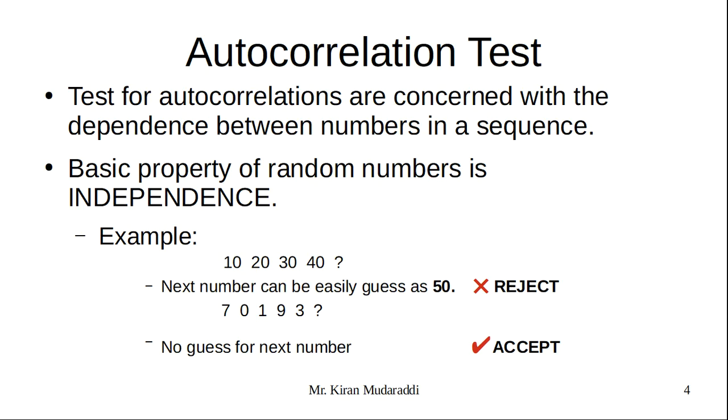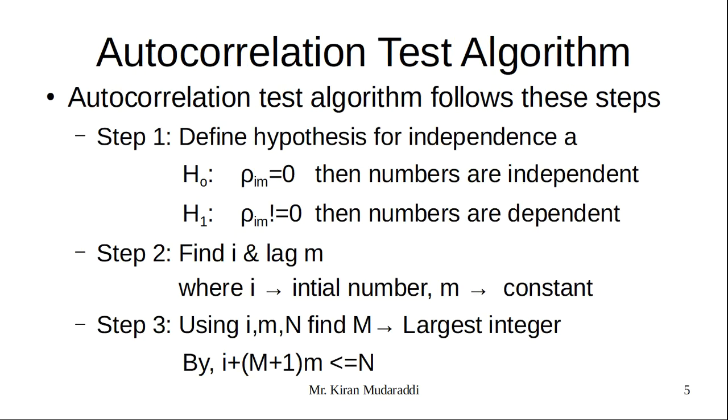Let me take you to the algorithm. The autocorrelation test algorithm follows these steps. Totally 8 steps are there, quite simple to understand. The first step is to define the hypothesis for independence. Hypothesis means assumption. I'm making an assumption H0: I'm calculating rho of im. If its value is equal to 0, then the numbers are independent. If it is not equal to 0, then the numbers are dependent. That is my first step.